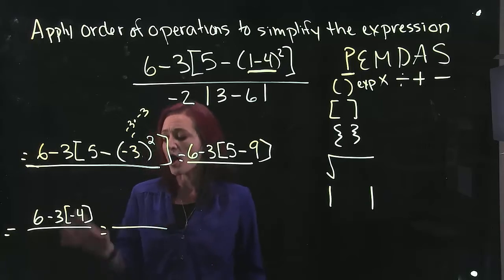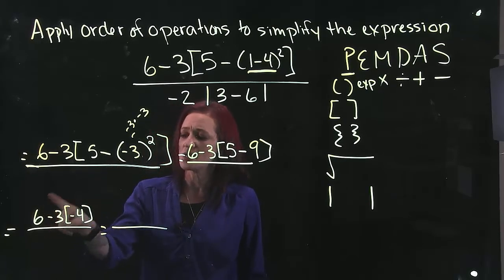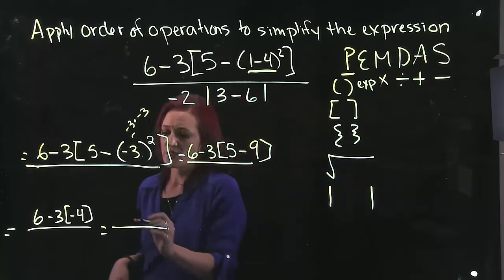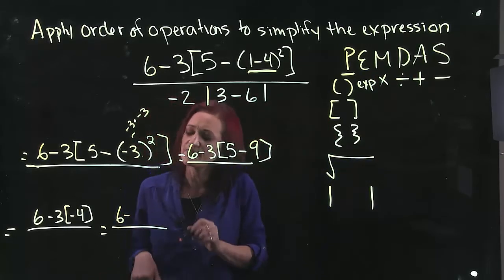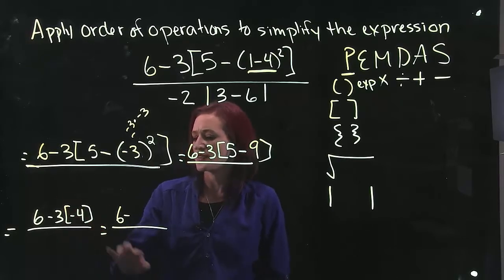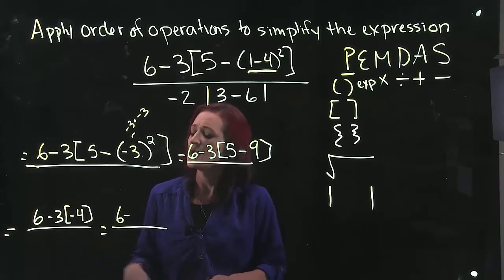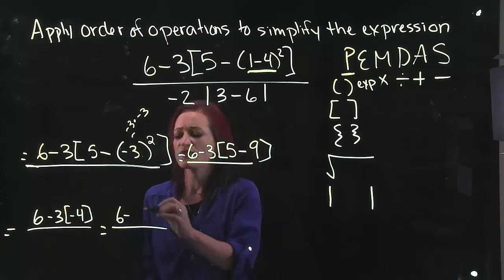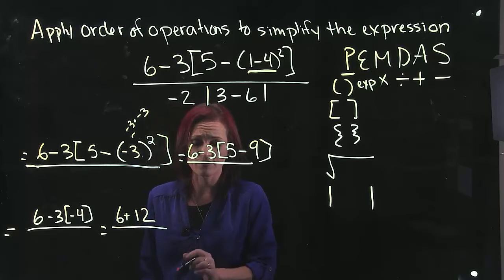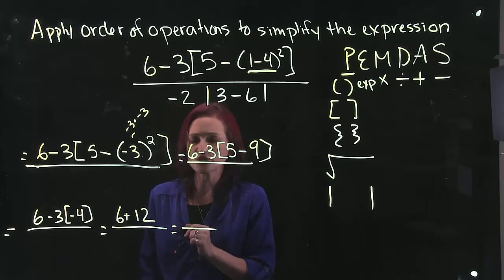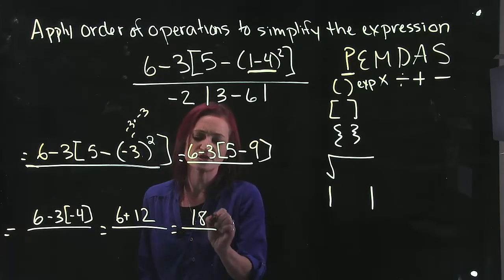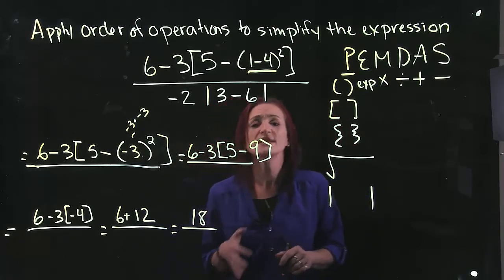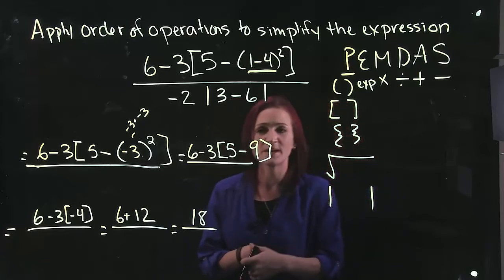So if we're still working on our numerator, we have subtraction and we have multiplication. And multiplication definitely comes before subtraction. So let's move over the 6 and the minus sign. And let's take care of this. Well, technically, we have negative 3 times negative 4. And negative 3 times negative 4 is a positive 12. And all we have left is an addition problem there. So 6 plus 12 is 18. Now that I have my numerator fully taken care of, I'm going to pay attention to my denominator.